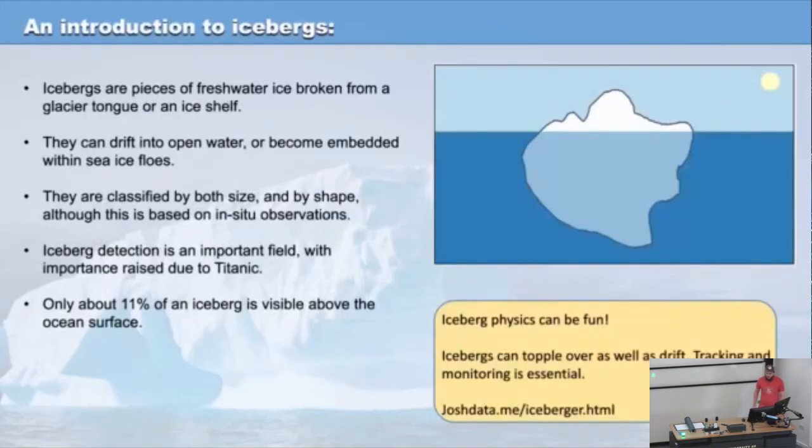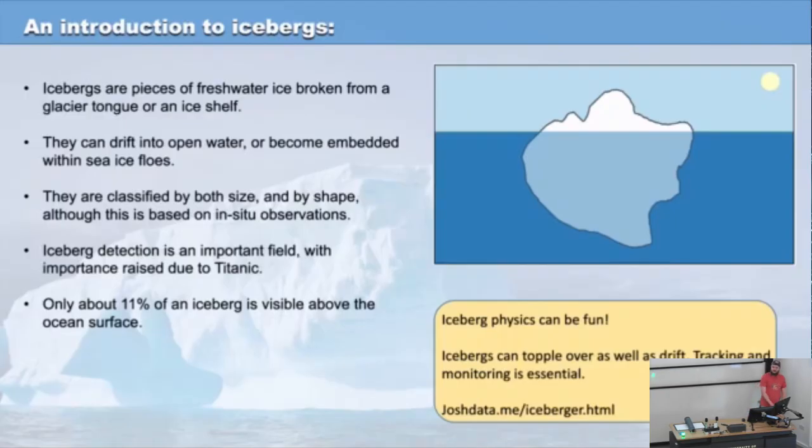I'm just going to give you a little brief introduction to what icebergs actually are. Pieces of freshwater ice broken from a glacier. In the Arctic you've got glacier tongues. In the Antarctic you've got ice shelves. They can drift into open water quite easily, or they become embedded within sea ice floes.